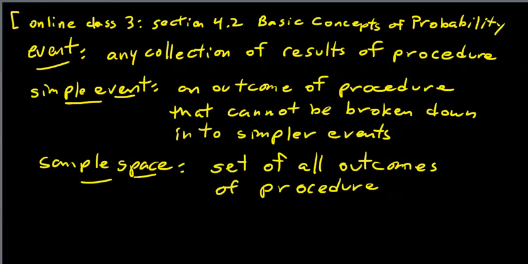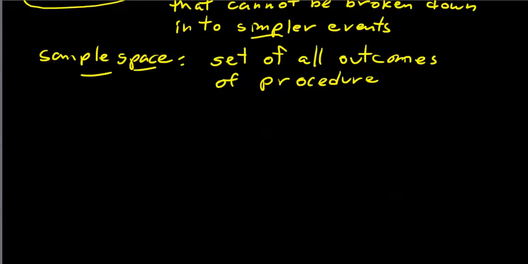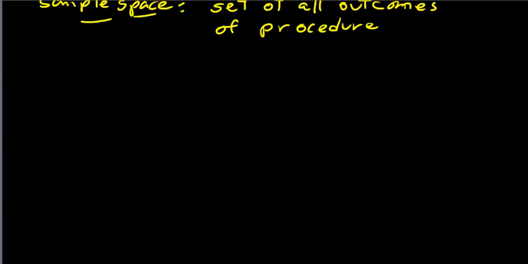Alright, first thing I want to talk about is some definitions and notation before we go on in earnest. First of all, an event. An event is any collection of results of a procedure. A simple event is an outcome of a procedure that cannot be broken down into simpler events. I'll give you some examples of these definitions in a minute. And perhaps most importantly, a sample space is a set of all outcomes of a procedure or experiment.